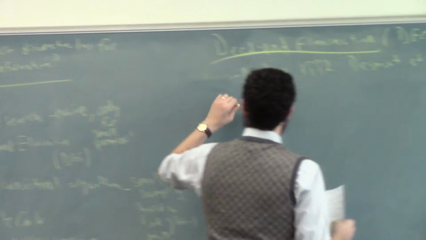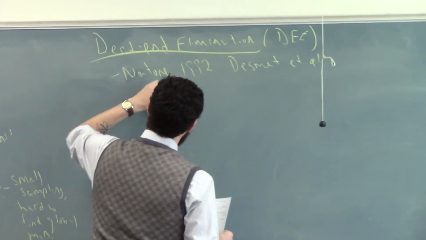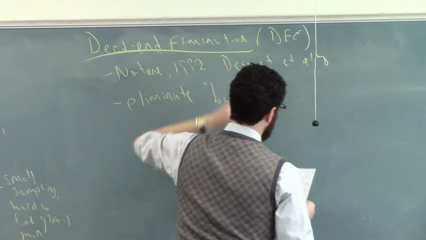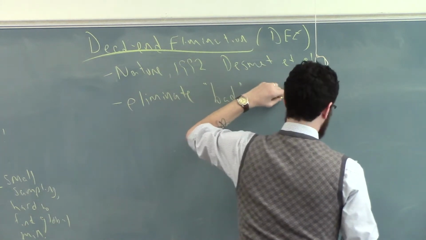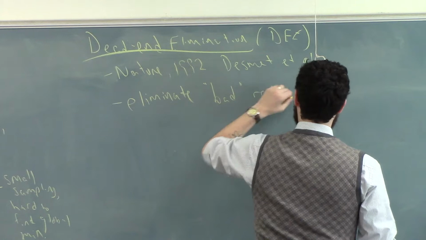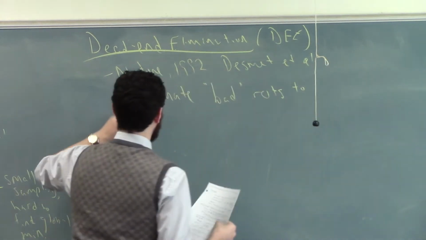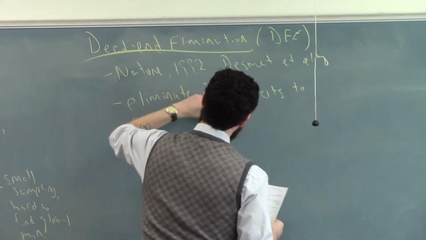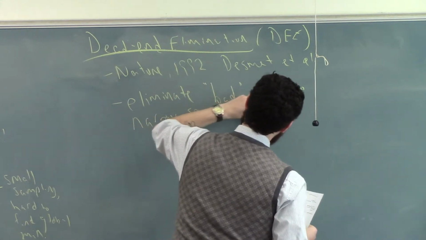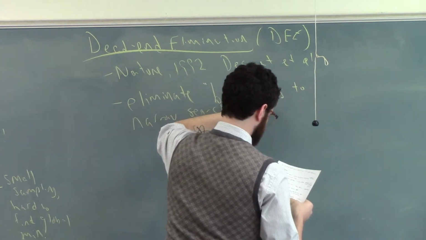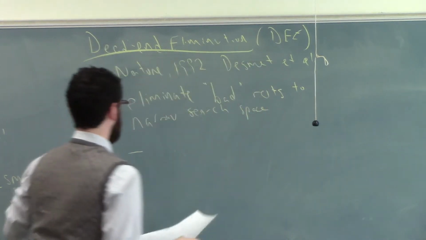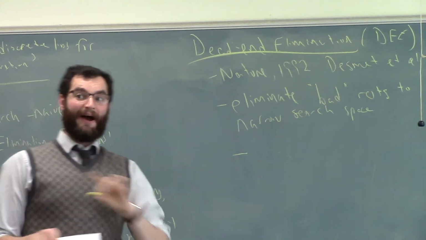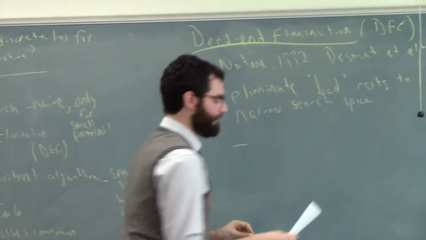Okay, so I'm going to eliminate bad rotamers. What that's going to let us do is narrow the search space. You've got to be careful, because if you inadvertently remove a good rotamer, it's out. You can never get it back.